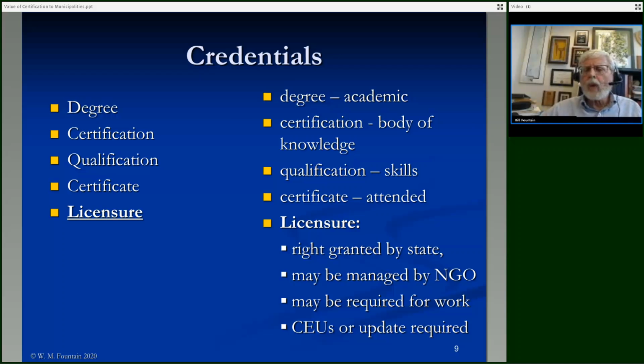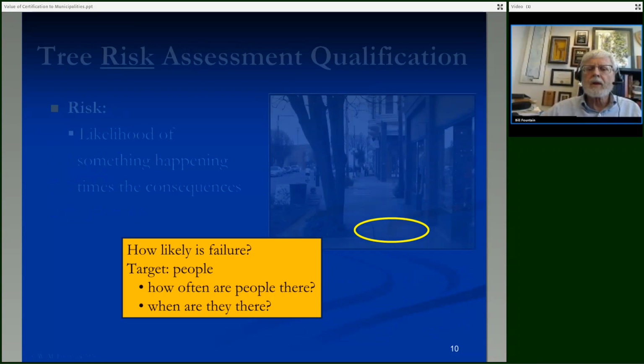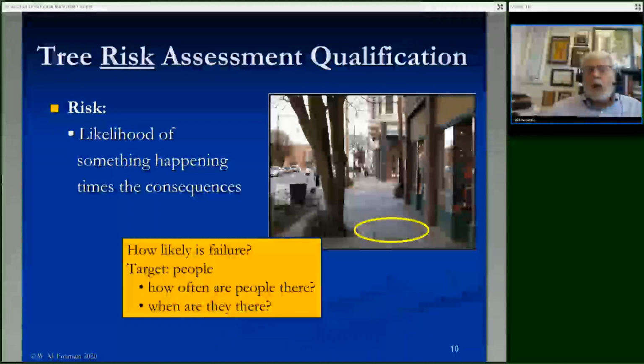CEUs are generally required, and an update may be required also for this particular licensure to hold true.